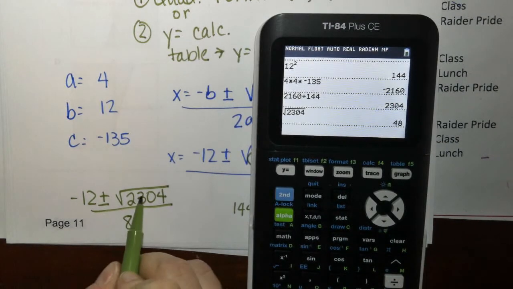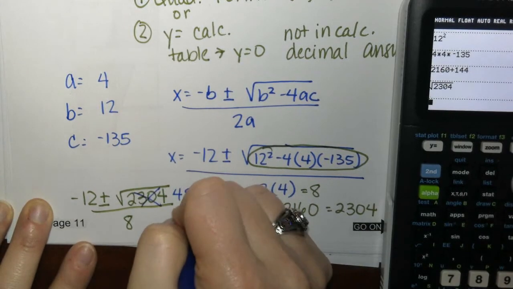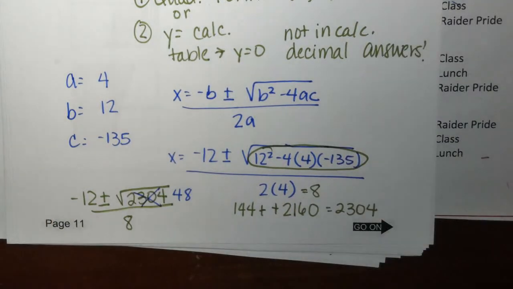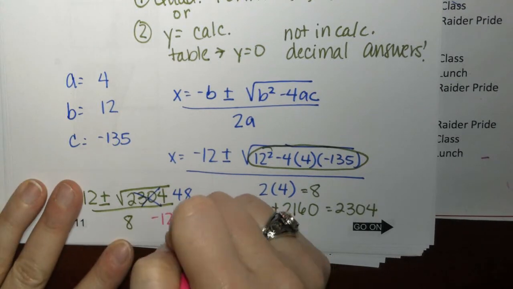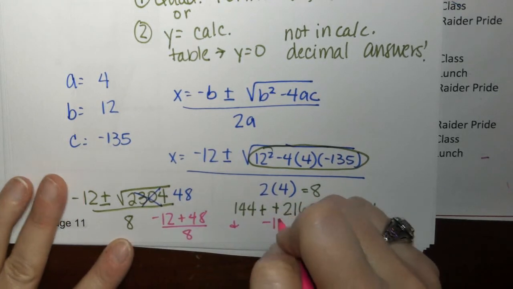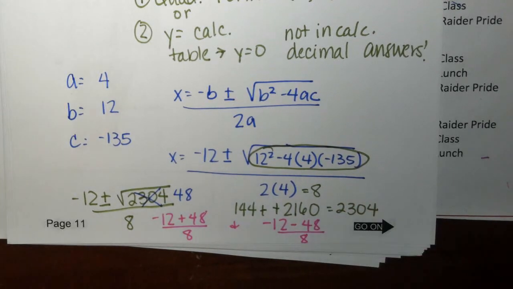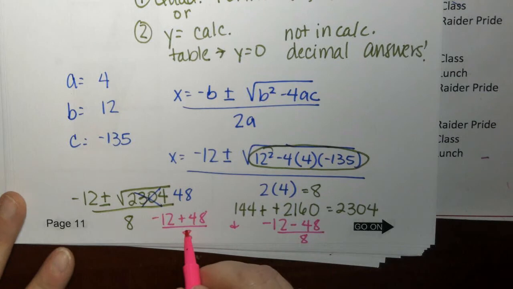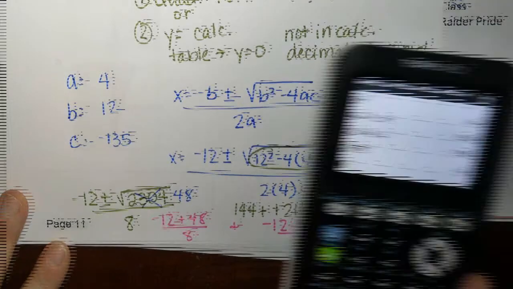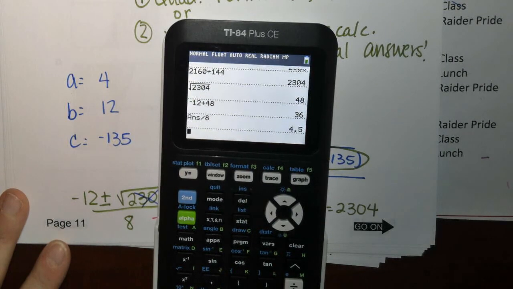So I just worked out the square root of 2304. I mean, you're not expected to know that. It's 48. So now your two problems are negative 12 plus 48 divided by 8 and negative 12 minus 48 divided by 8. So let's do the first one, the positive one. Negative 12 plus 48 divided by 8 is 4.5.